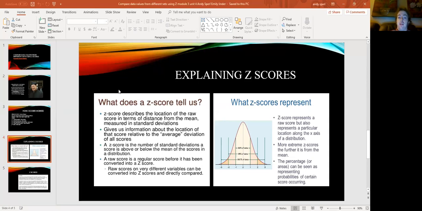Now, what does a z-score represent? Which shows you right here on this slide. The z-score represents a raw score, but also represents a particular location along the x-axis of a distribution, which is this here. The more extreme the z-score, the further it is from the mean. The percentage or area can be seen as representing probabilities of a certain score.